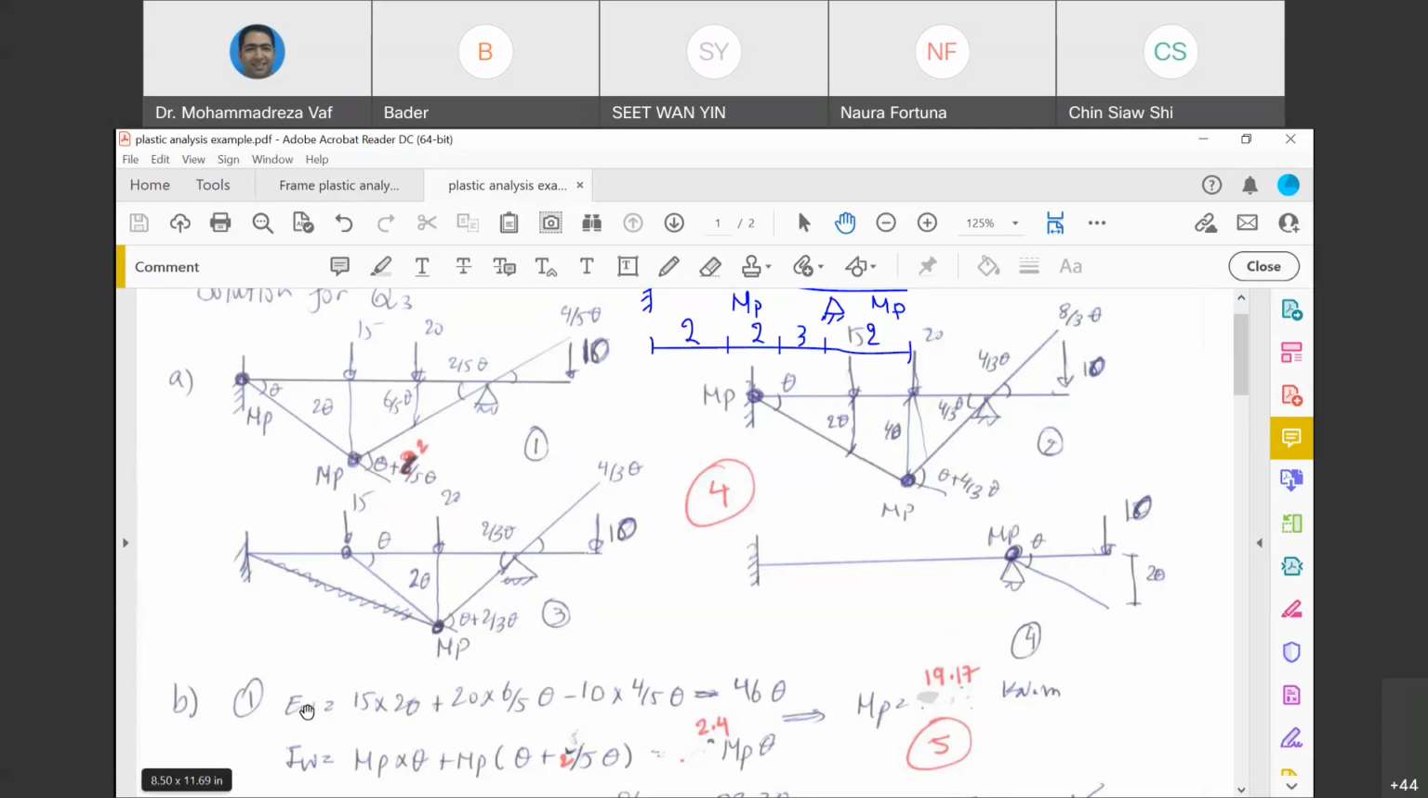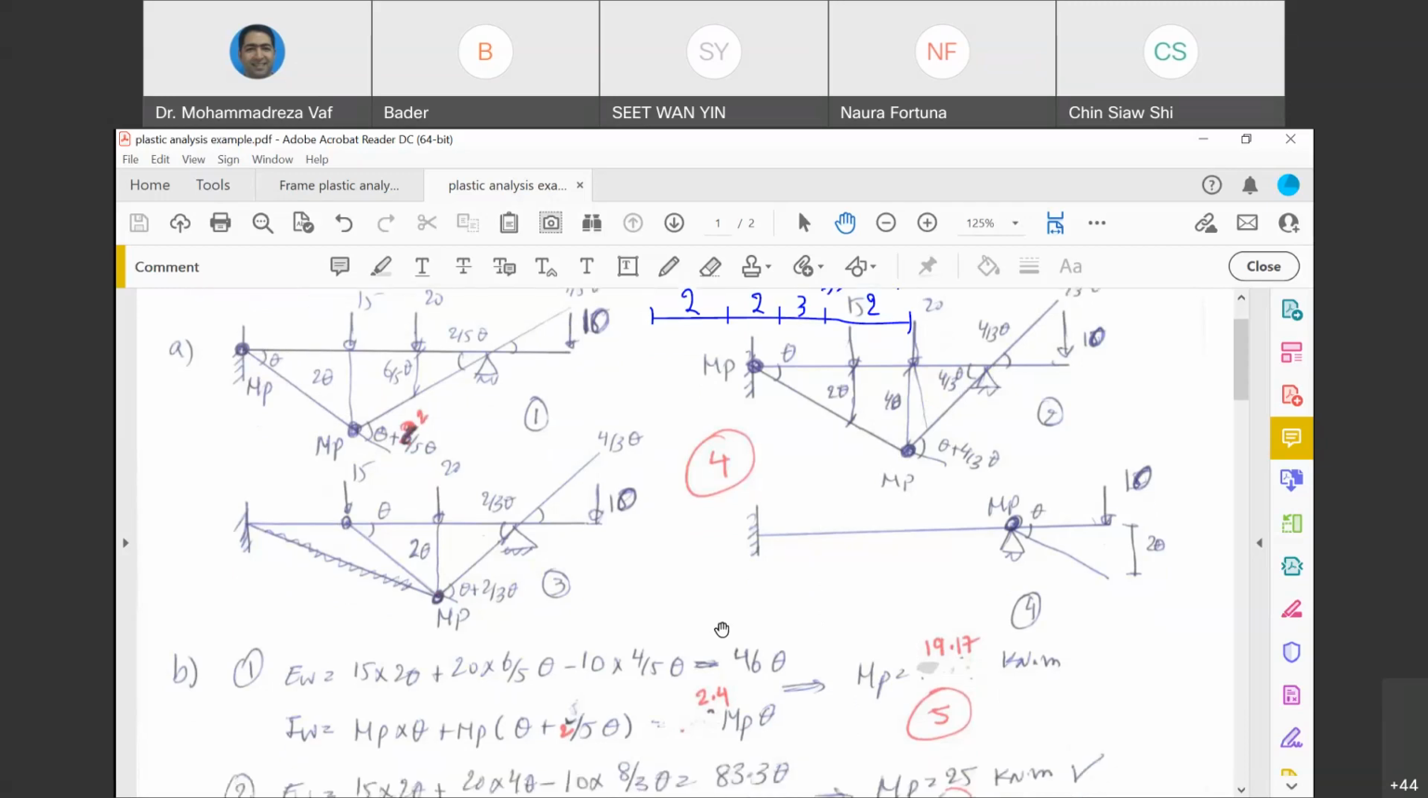So if you equate external work to internal work, for the first span, you get MP equals 19.17. So this is the plastic bending moment that you need in order to avoid this failure mechanism. If MP is equal to this, the failure mechanism is not going to occur. So we need to do the same calculation for the second failure mechanism.